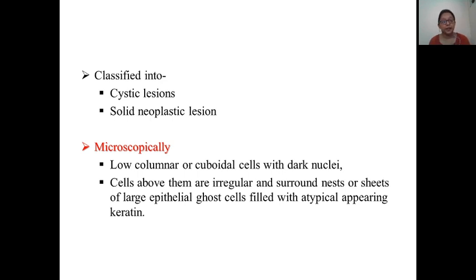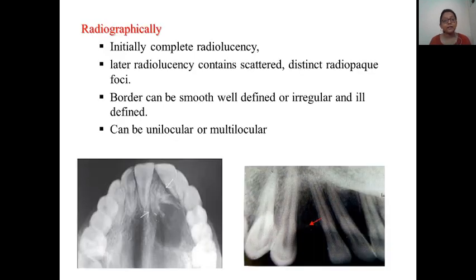When viewed under microscope, they are usually low columnar or cuboidal cells with dark nuclei, and above the basal layer, the cells are irregular and surround nests or sheets of large epithelial ghost cells filled with atypical appearing keratin pigments. When we see this in radiograph, we initially see complete radiolucency, and later on we can suspect some scattered distinct radio-opaque foci. The border can be smooth, well defined, or irregular and ill defined, and it can be unilocular or multilocular.